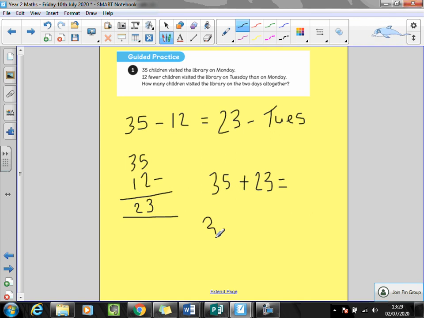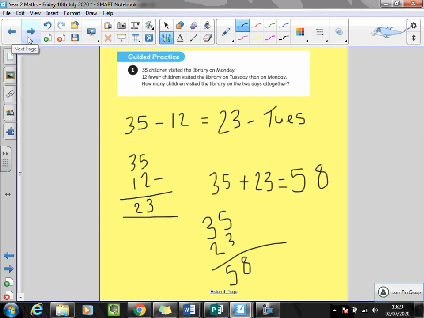Again, some of you might use your knowledge of numbers and number facts. Some of you might rely on column addition, which is fine. 5 add 3 is 8. 30 add 20 is 50. So we can say that 58 children visited the library on the 2 days altogether.